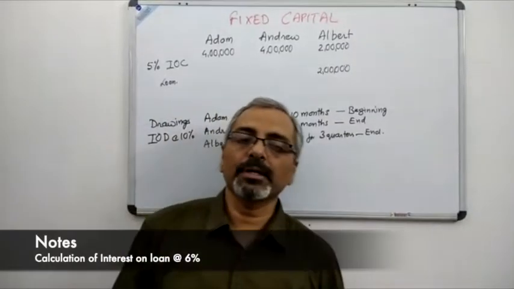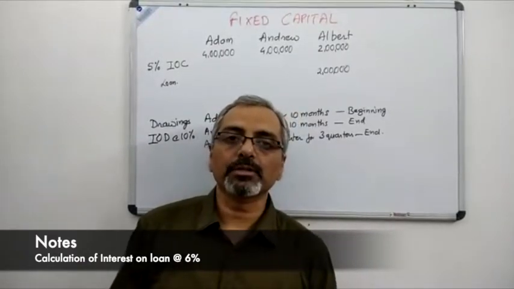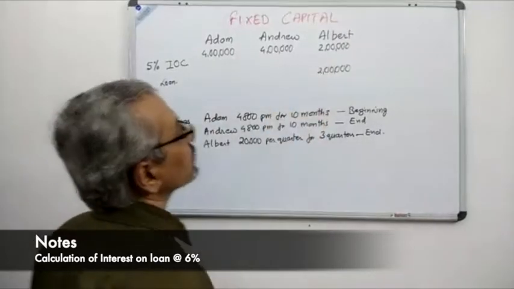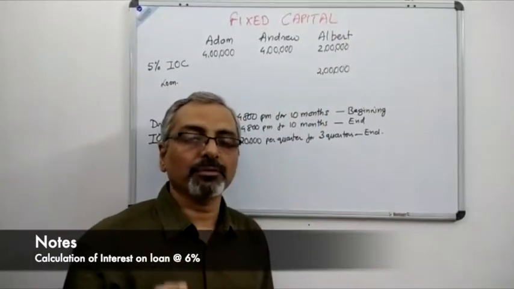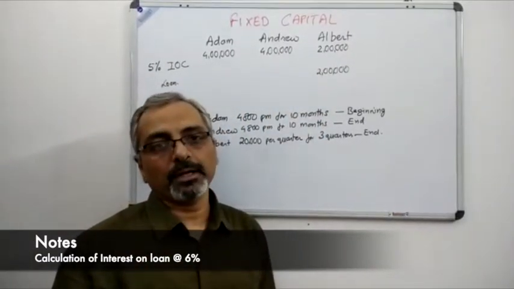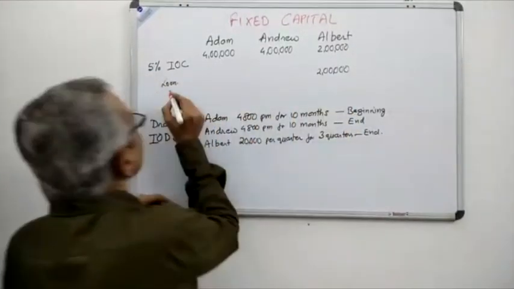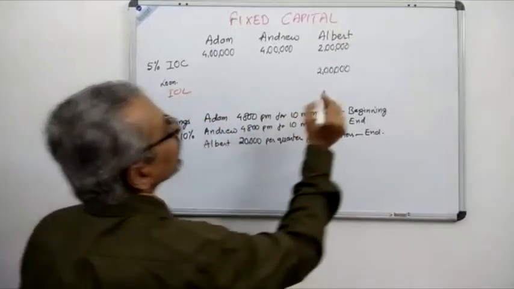So the first step is calculation of interest on loan at 6%. We calculate it for half a year, because the loan was provided in the middle of the year. Therefore, the interest on loan is 6,000.